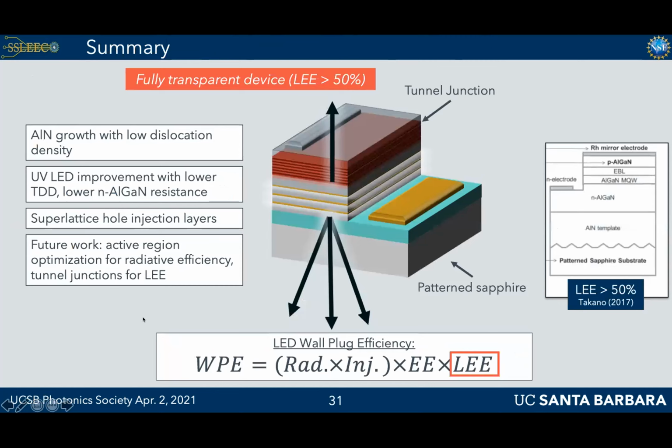So finally, I'll just summarize. I gave one example of a way that we tried to reduce the defects in our active region and enhance our radiative efficiency that way.